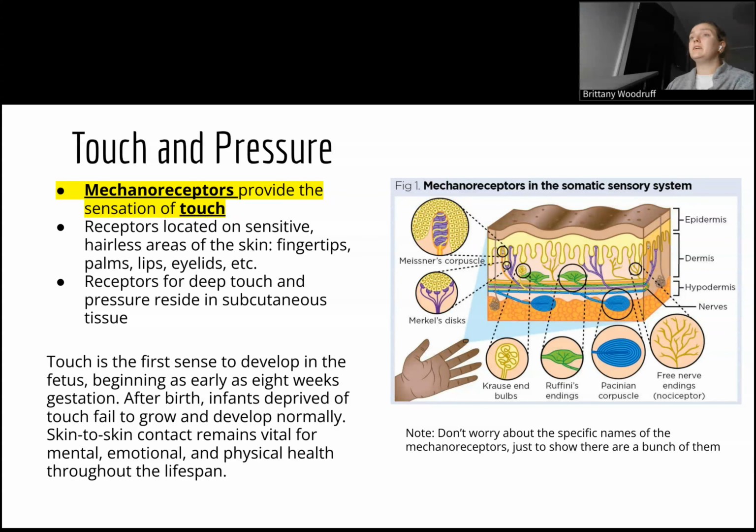Touch is a very important sense. It starts to develop at about 8 weeks old. And then after birth, you need to make sure that you keep holding the babies. Okay. So it's why you can tap on your stomach and the babies will kick back, right? Because they can feel it very early on.